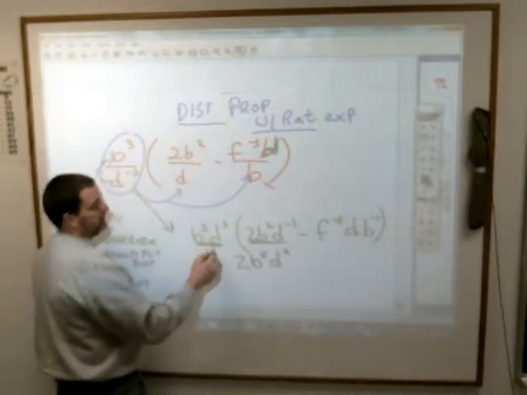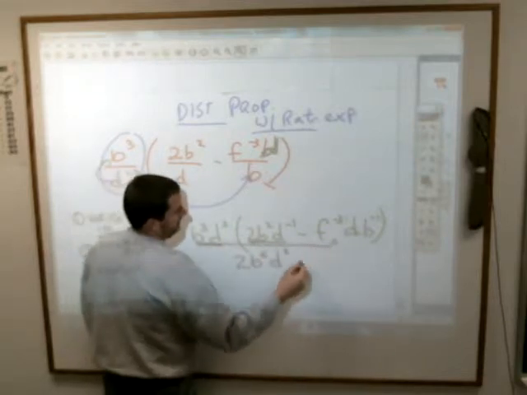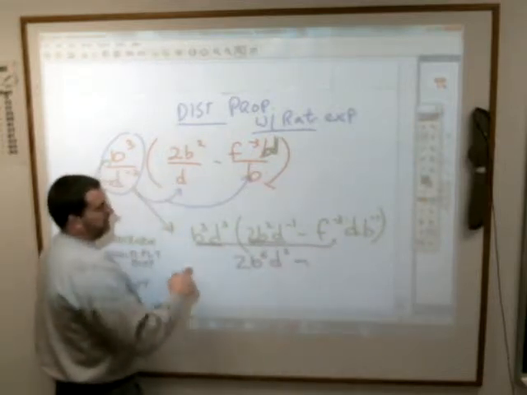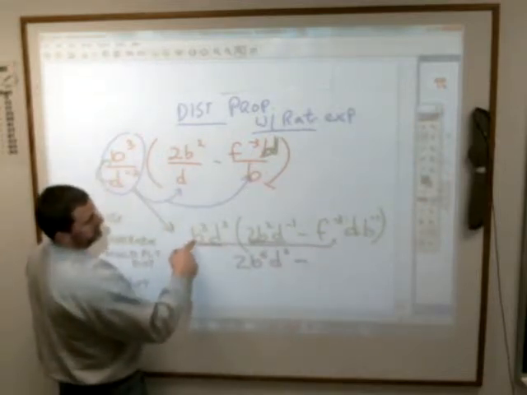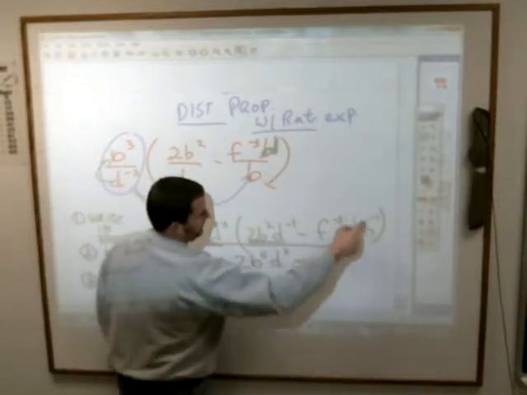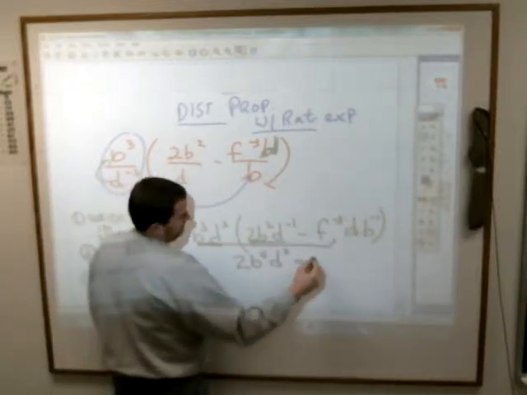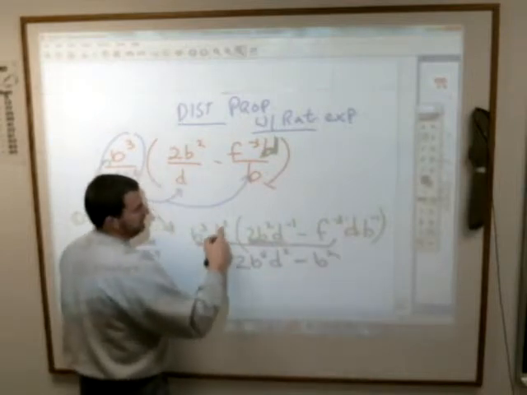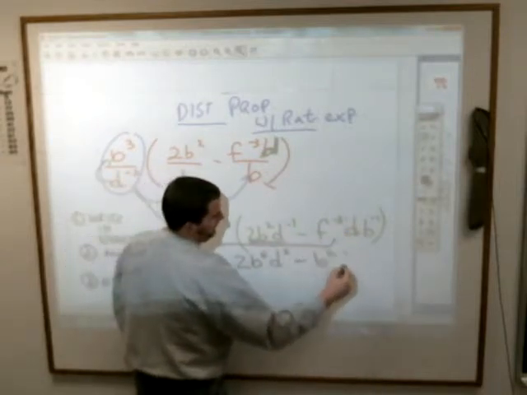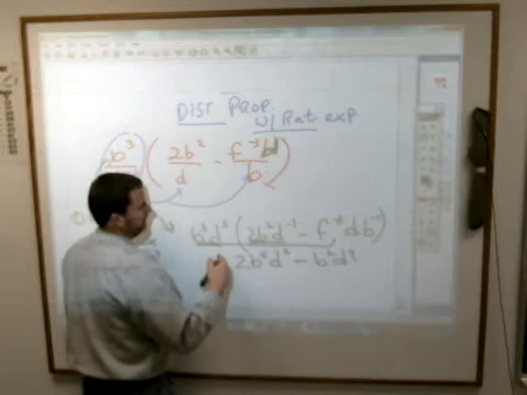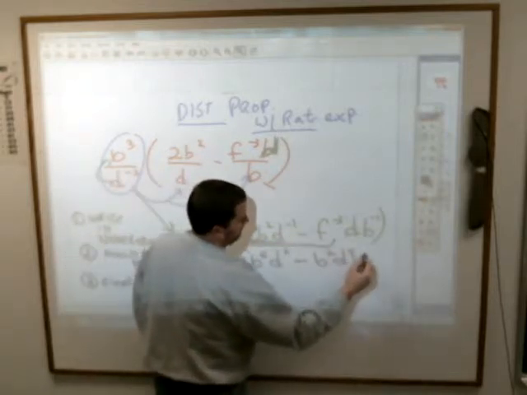Then I have to take this and multiply it by this second thing over here, minus, do I have any b's over there? Sure. B to the 3rd times b to the negative 1st is b squared. D cubed times d is d to the 4th, and then I have this f to the negative 3 here.